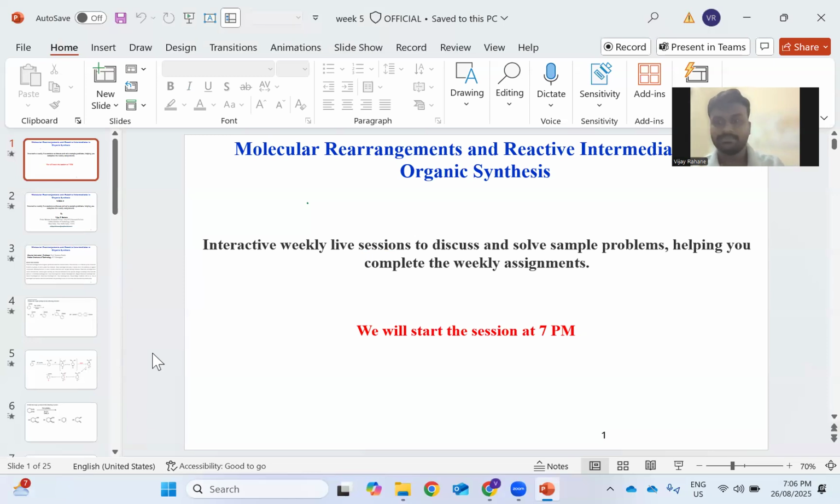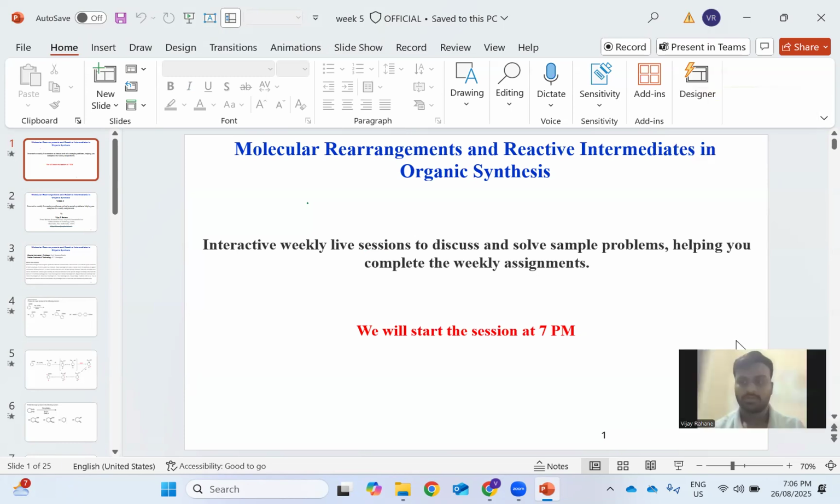So first I will introduce myself. I'm Vijay Ran and I'm a Prime Minister Specifically in the IIT Delhi. And today we are here to solve some of the problems on this course, molecular rearrangement and reactive intermediates in organic synthesis.